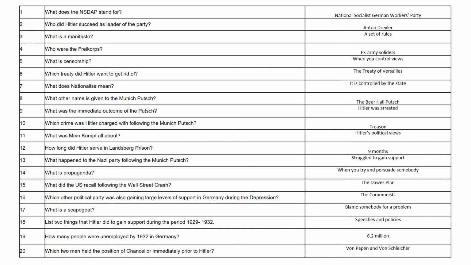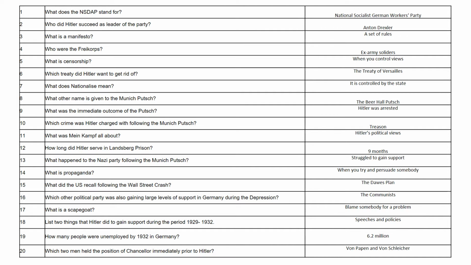What was Mein Kampf all about? So it's Hitler's political views and kind of ramblings about things. It's very incoherent as a book. He serves 9 months. He was actually sentenced, wasn't he, to 5 years, but he only serves 9 months. So they were very, very lenient on him. What happened to the Nazi party following the Munich putsch is they struggled to gain support. Remember, we call this the lean years between 1924 and 1929 for the Nazi party.